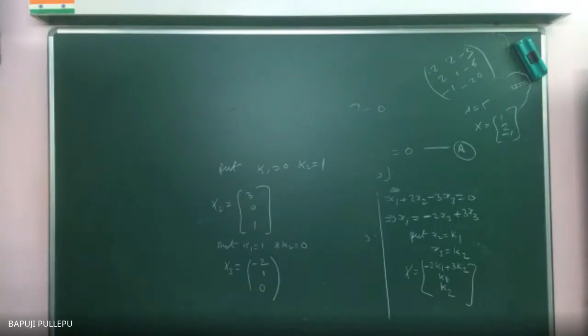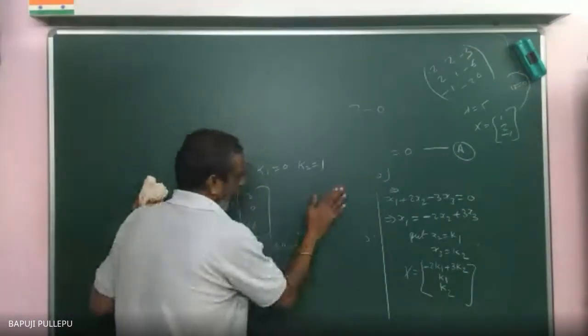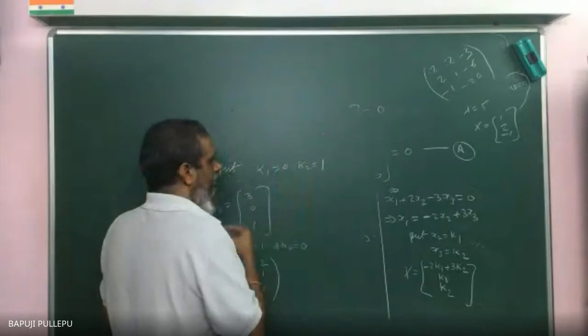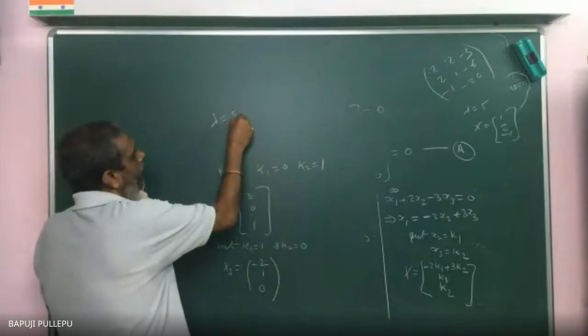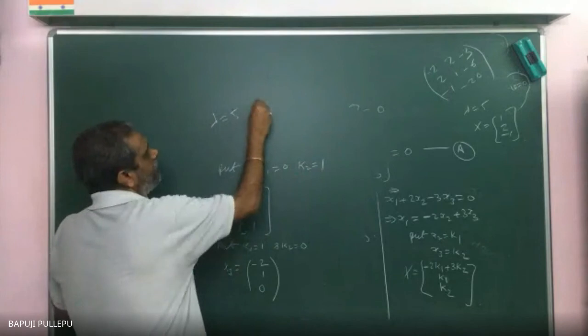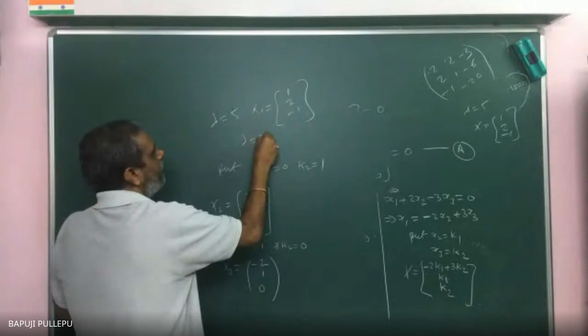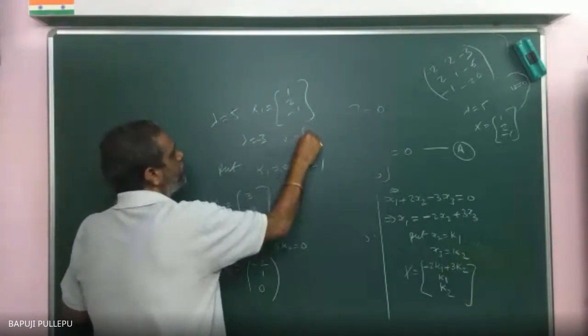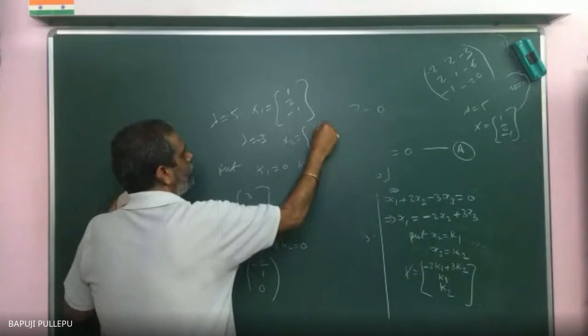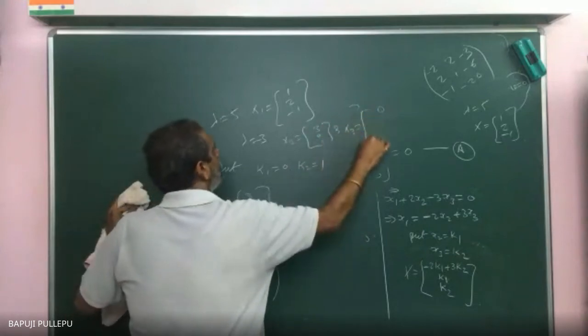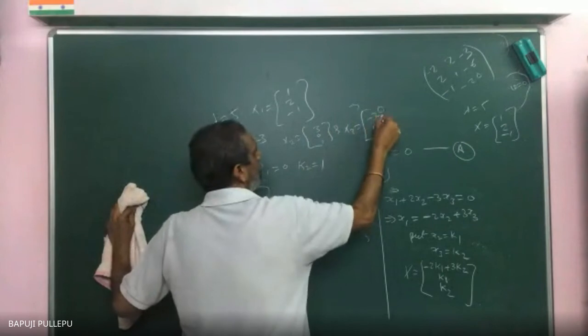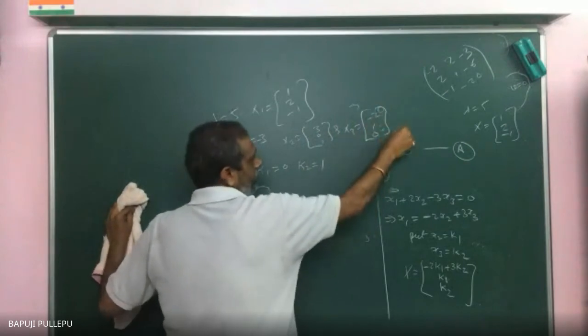If 3 are repeated, I think am I making confusion? No, sir. See, up to here, our problem is completed. Now I will write nicely. Lambda is equal to 5: 1, 2, -1. Lambda is equal to -3: x2 is equal to 3, 0, 1. And x3 is equal to -2, 1, 0. By this my problem is completed.